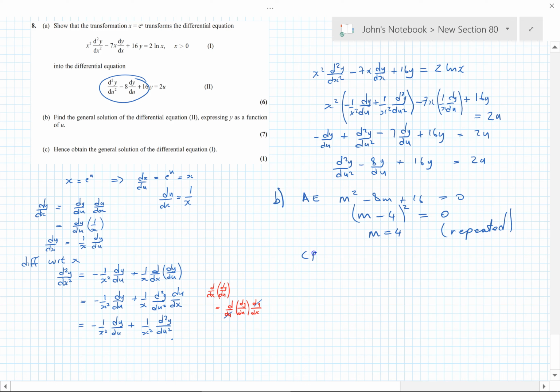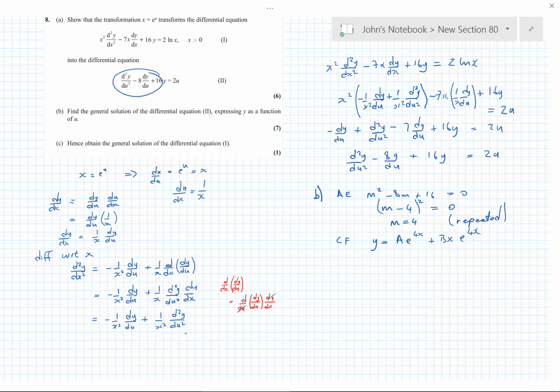So the complementary function is y equals a e to the 4x plus bx e to the 4x, because it's a repeated root on that one. So for a particular integral, because it's linear here, I'm going to try a linear function.